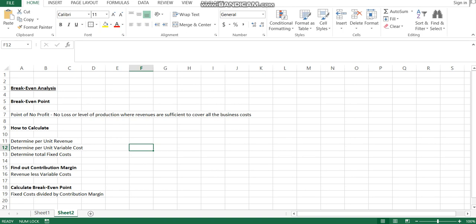One of the main ingredients in the calculation of break-even analysis is the contribution margin. The contribution margin is revenue less variable cost. Suppose your revenue is $100 and your variable cost, which means the cost which is directly associated with the production, is 80, then your contribution margin is 20, or 20%.